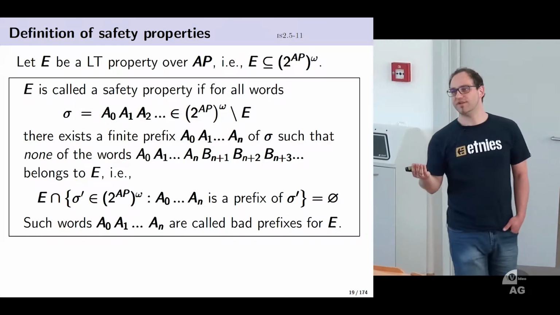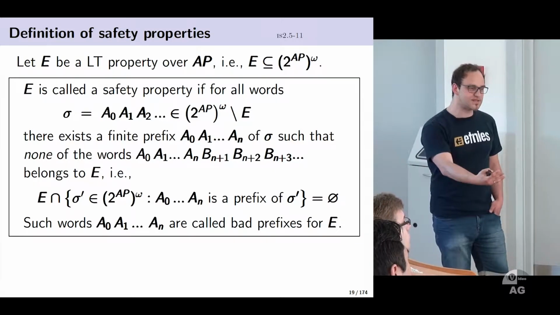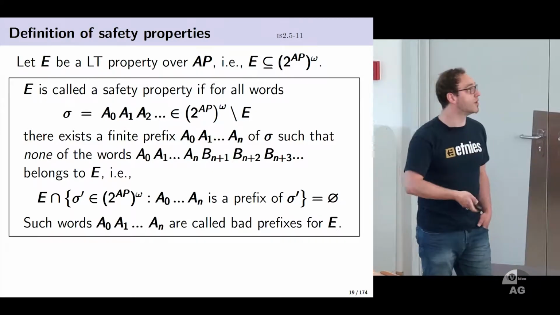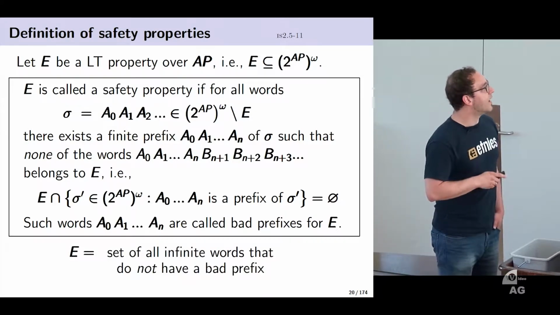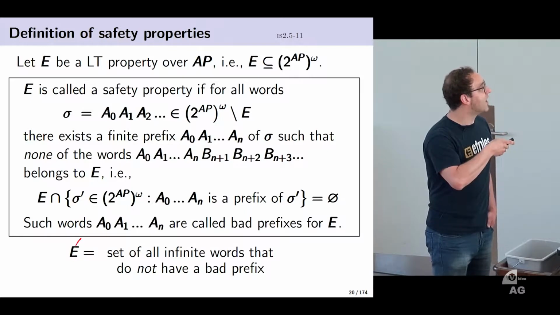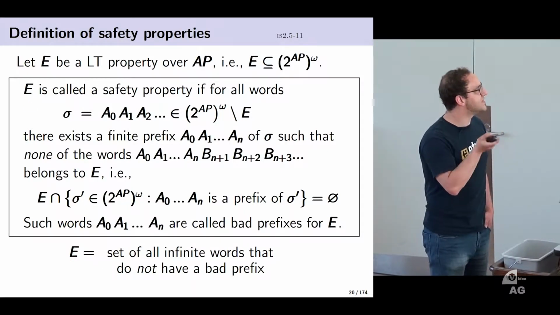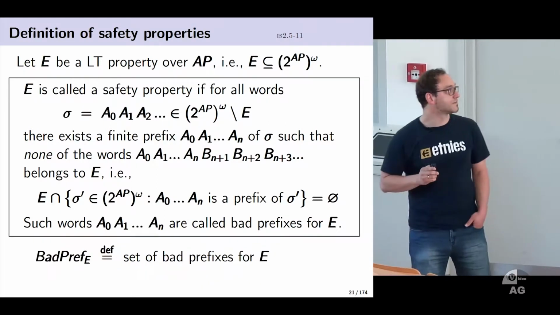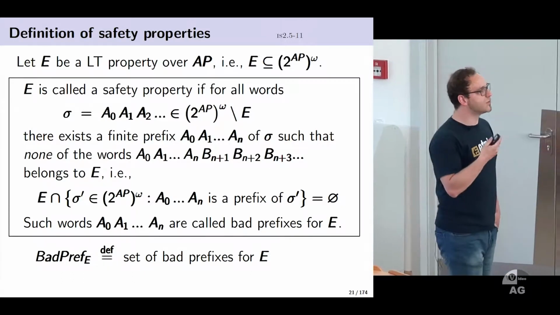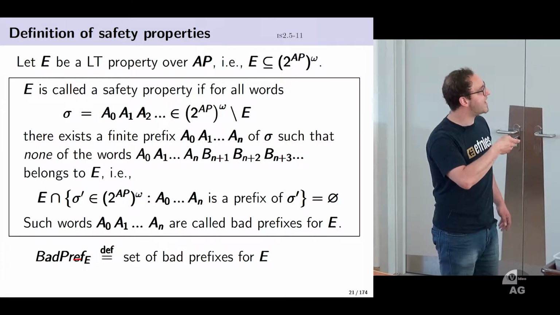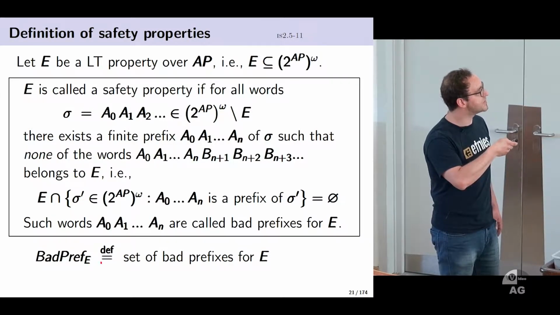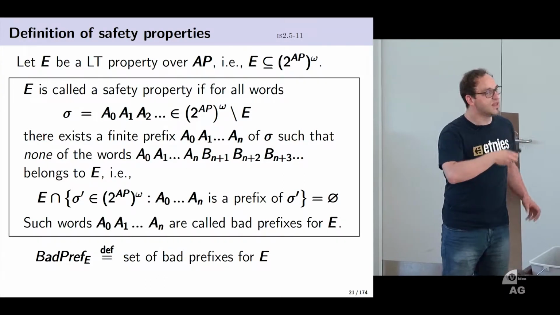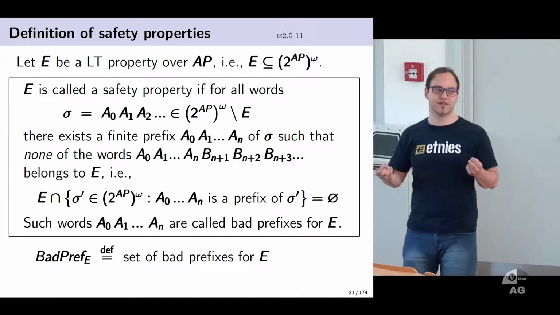Unsurprisingly, these words are called bad prefixes because they tell you, well, after reading this bad prefix, there is no way of ever being in the property. So already at that point, we know that it's violated. And then you could also write down the set E that we started with as the set of all infinite words that do not have a bad prefix. And as some kind of notation that we will use quite a bit in this lecture, we say BadPref of some linear time property is by definition the set of the bad prefixes. So it's exactly those words that you cannot extend to ever get back into your property again.